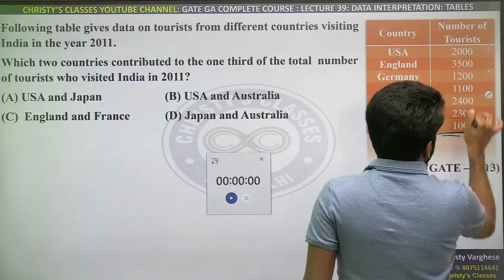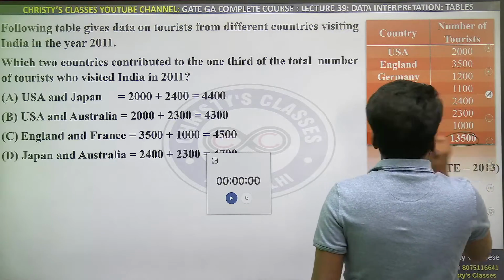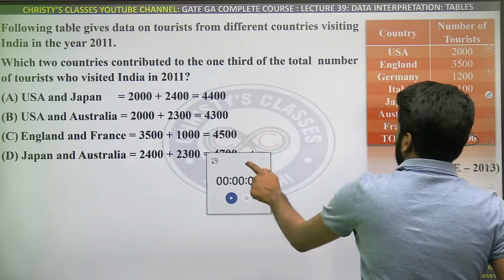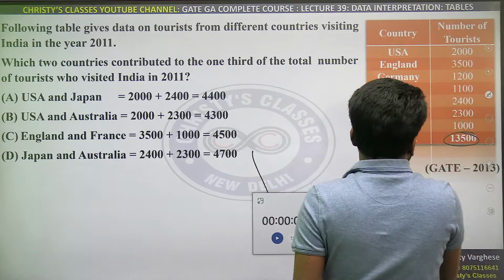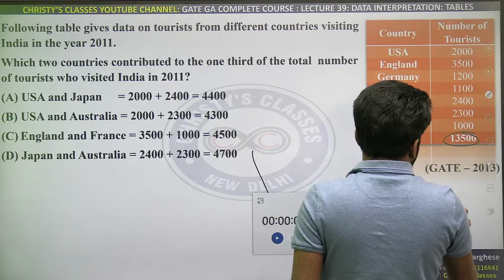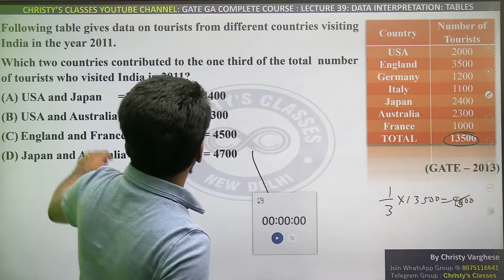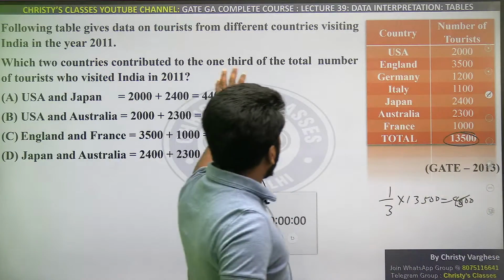So total number of tourists will be the sum of all this now. When you add it up, you will get 13,500. Are you getting that? 13,500. 1/3 of 13,500 means 4,500, right? 4,500. The question is asking which two countries contributed 1/3 of the total number.